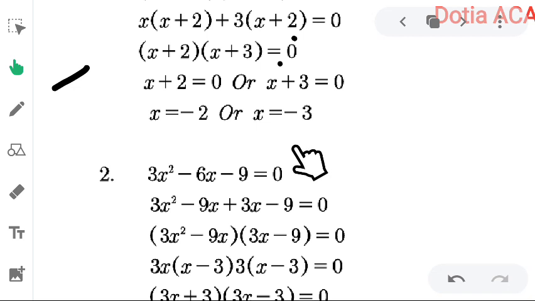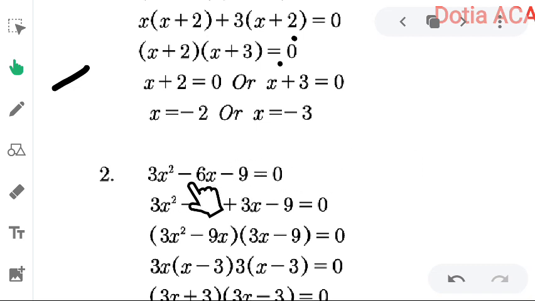Again, you have the second equation, which is 3x squared minus 6x minus 9 equal to 0. When you look at this, you consider the coefficient of x squared. As I said earlier, the coefficient of x squared is 3, not 1. So when it is not 1, what you do is multiply it with the constant minus 9. 3 times minus 9 will give you minus 27. You keep minus 27 at the back of your mind. Then you ask about the coefficient of x here, which is minus 6. Then you ask, what are the factors?